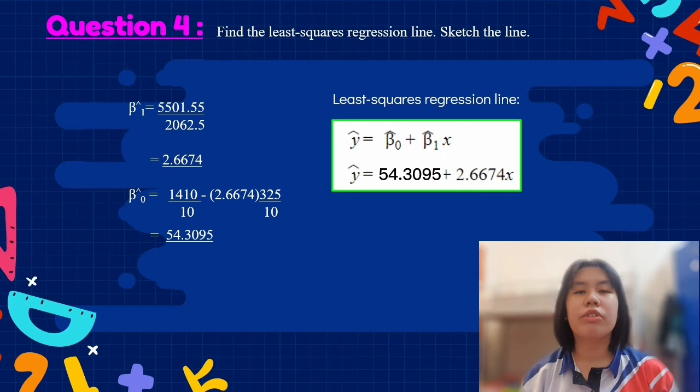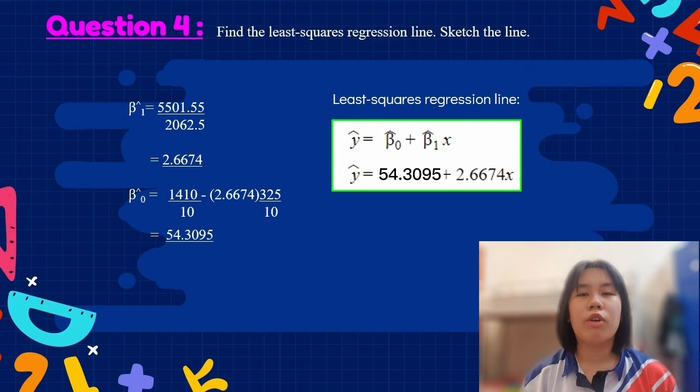Let's proceed to question 4. Find the least squares regression line. To solve this question, the Sxy and Sxx from the previous question are needed. Sxy divided by Sxx gives the value of beta hat 1. Beta hat 1 for this data is 2.6674. Then, to find the value of beta hat naught, the formula is y bar minus beta hat 1 times x bar. The value of beta hat naught we get is 54.3095.